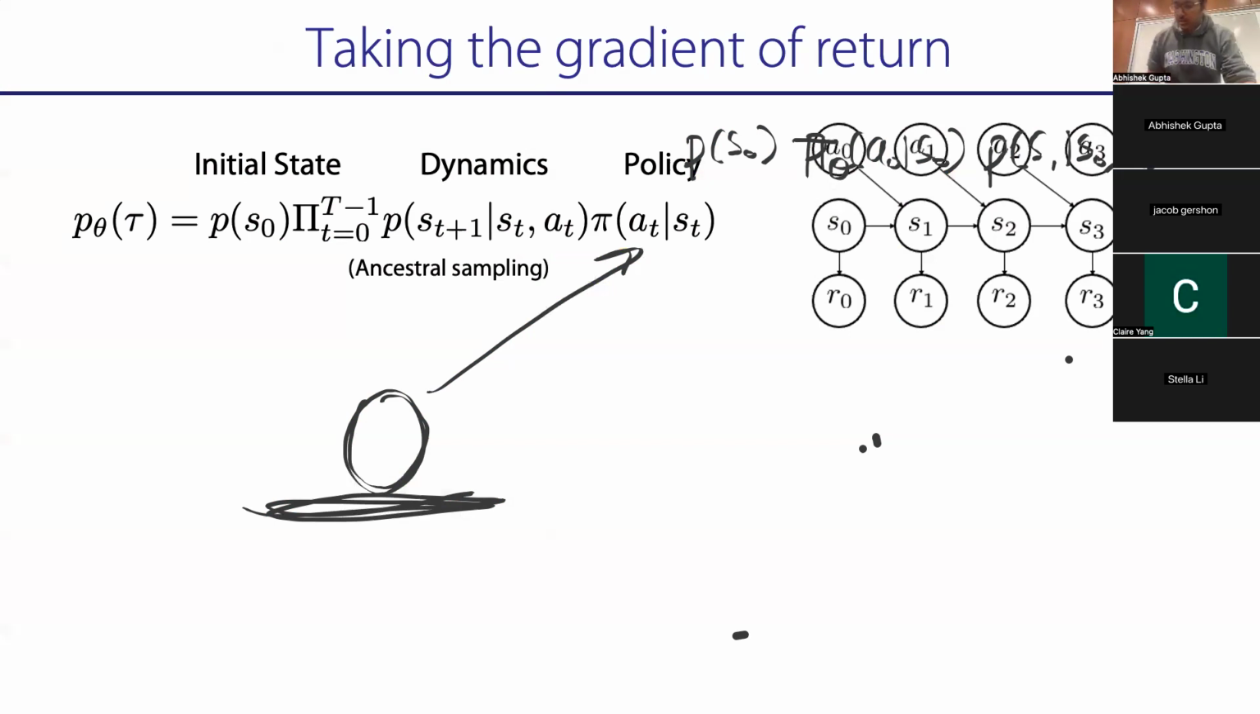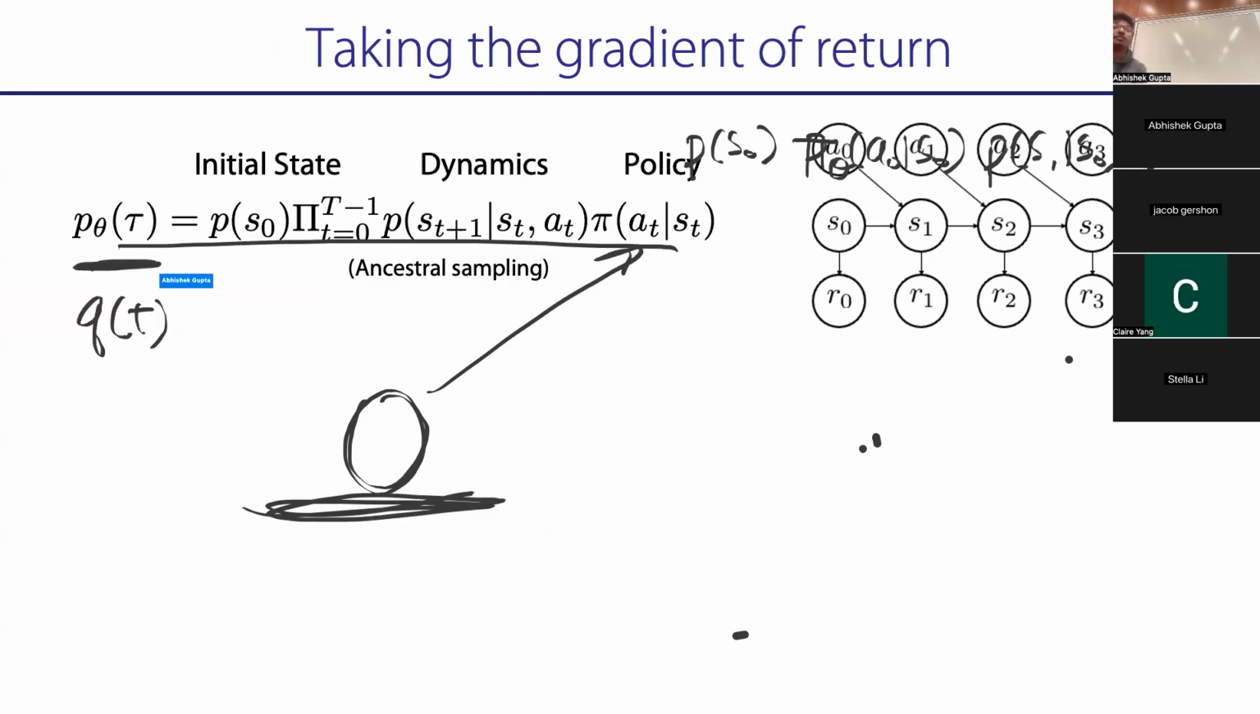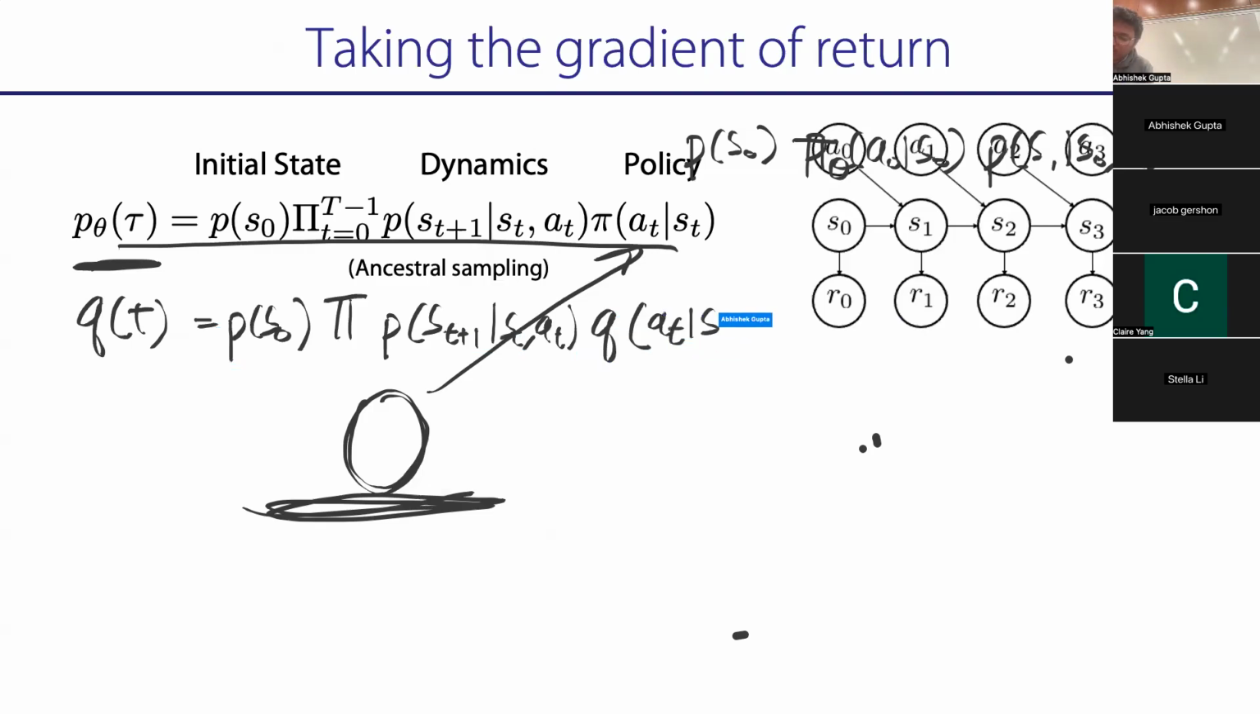All we're going to say is that in importance sampling, we have a P theta tau and a Q tau, and we're going to take the ratio between them. Q tau is going to be P of S naught times the product of the dynamics. What changes is the policy. The dynamics are the same, the environment is the same, but the policy is going to be some Q of AT given ST. So what is the ratio between P theta tau and Q tau going to be? Just divide those two things.